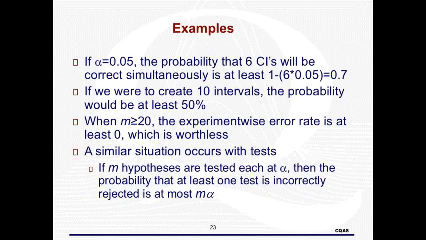These examples illustrate how quickly the problem can develop. If we construct 6 intervals at the 5% level, the probability that all 6 are simultaneously correct can drop substantially. With 10 intervals, the situation becomes even worse. By the time we reach 20 or more comparisons, the cumulative error can become so large that the results are difficult to trust. Exactly the same issue occurs with hypothesis tests. The more tests we perform, the greater the chance of obtaining a false positive somewhere in the analysis.